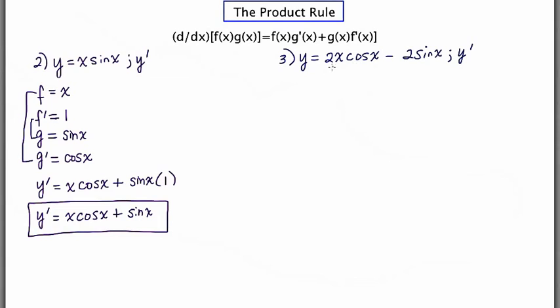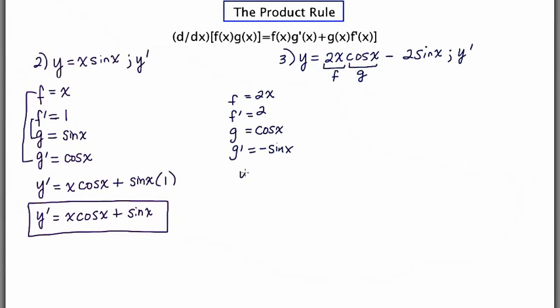Here, the first term in itself requires the product rule, and the second term is pretty easy. So let's just deal with the first term as though it's its own little problem. We're going to call this f, and we're going to call this g. So we'll start by saying f, f prime, g, g prime. Again, this is sort of the organizational piece of solving the problem. F is 2x, g is cosine of x. The derivative of 2x is 2. The derivative of cosine x is negative sine x.